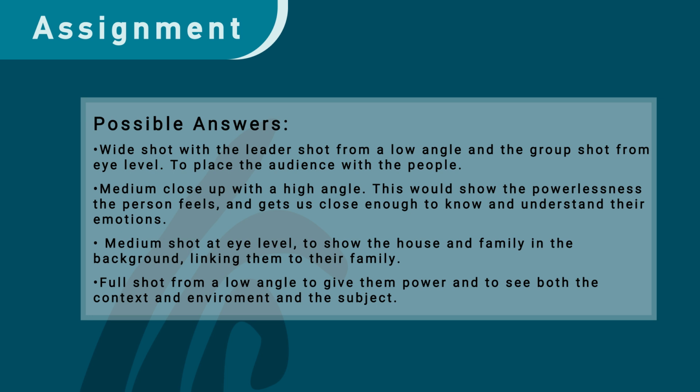Here are some possible answers. For the first prompt, you might use a wide shot with the leader shot from a low angle and the group shot at eye level to place the audience with the people. For the second prompt, maybe a medium close-up with a high angle. This will show the powerlessness the person feels and get us close enough to know and understand their emotions.